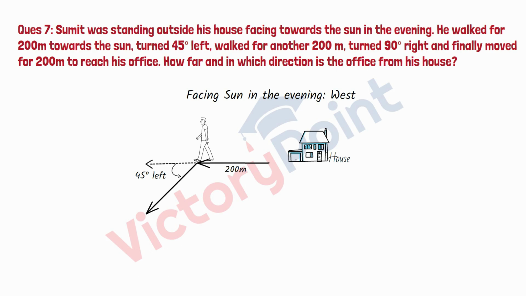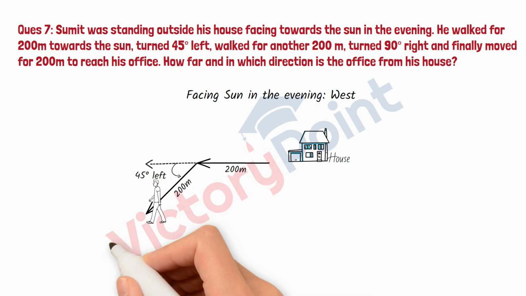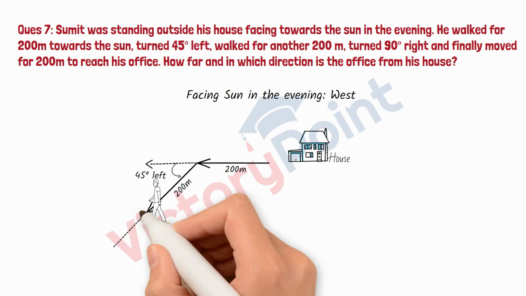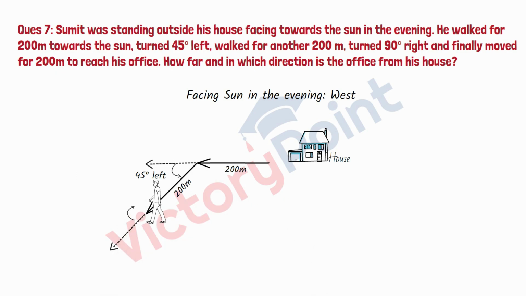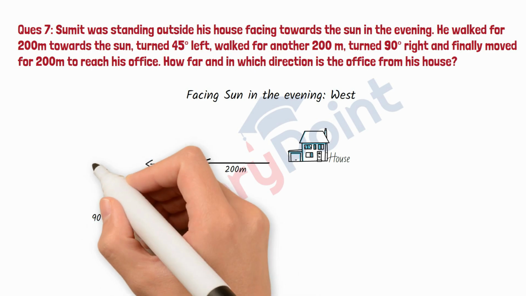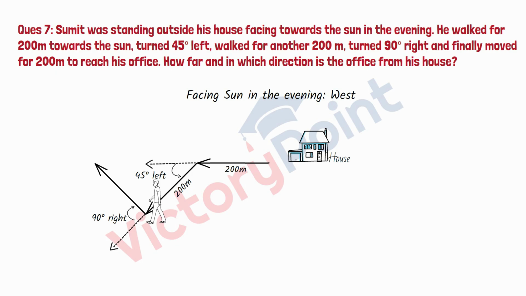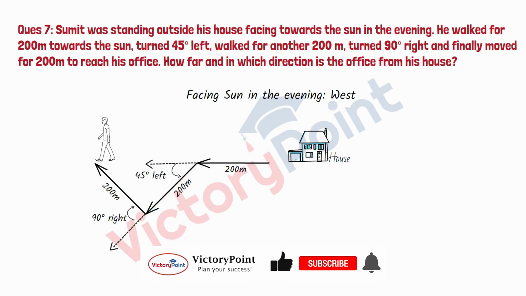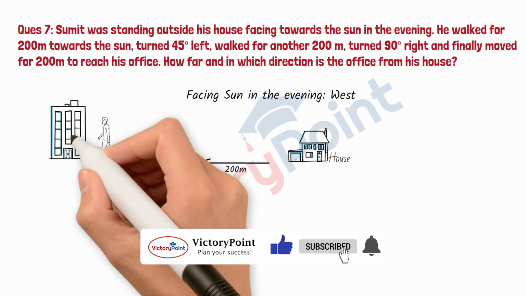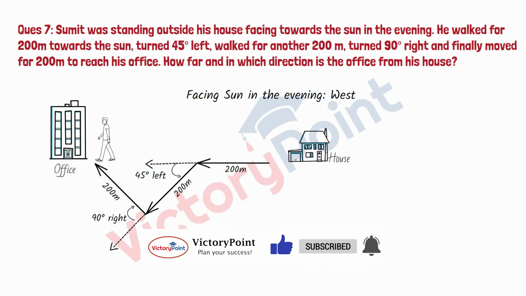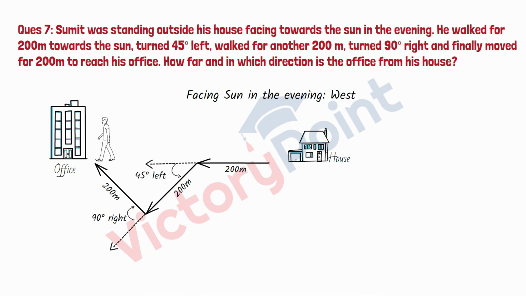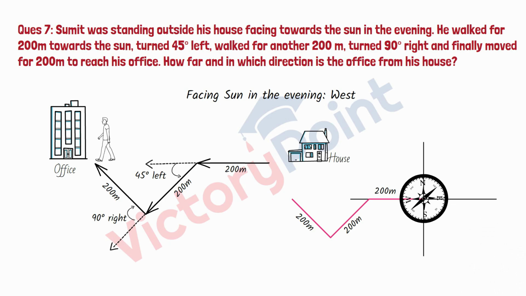In this direction he walks another 200 meters. So this is the direction. Now from this direction he is taking 90 degrees right. So if I take 90 degrees right, now he will walk in this direction and he has to walk for 200 meters. So this is the final point. So this is where the office is. How far and in which direction? So we have to find the distance and the direction of office from house. So the direction of office from house is towards west.